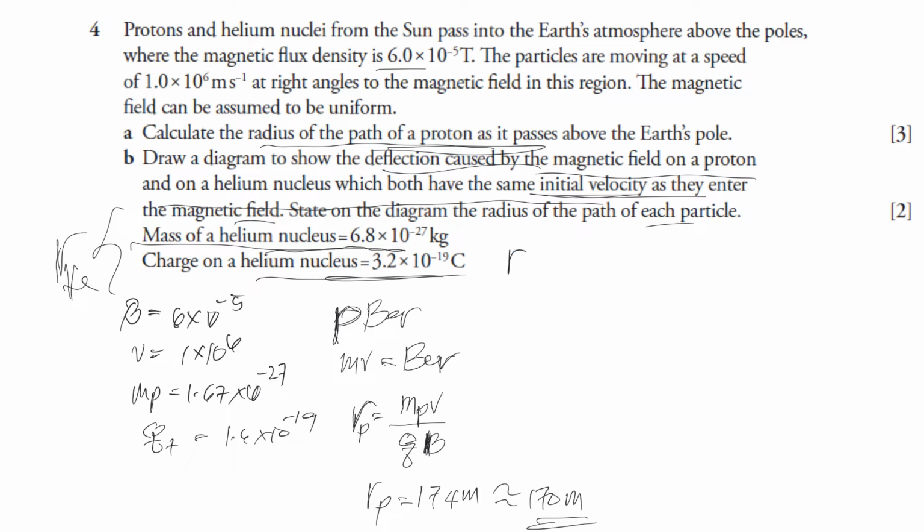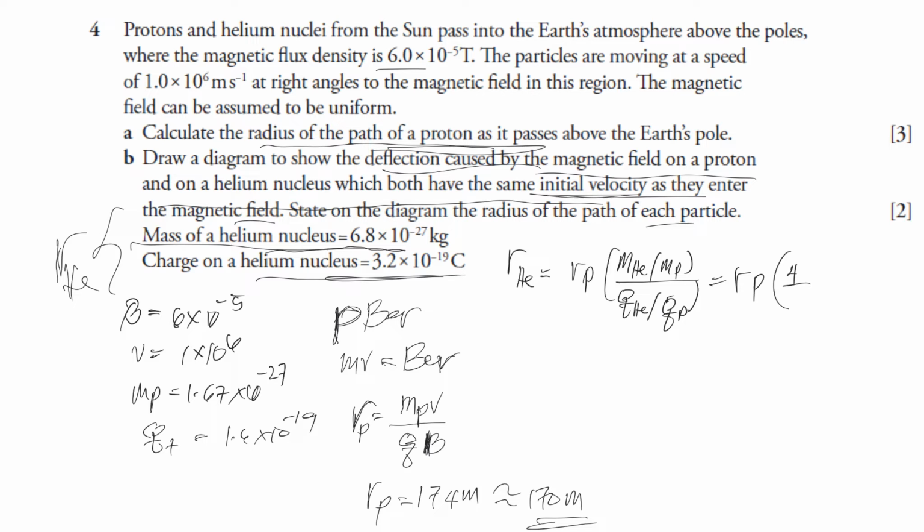So radius of the helium is equal to, we can have the radius of the proton. We can see it's, because they have the same velocity and magnetic field, then we can simply take the ratio. So the ratio is the mass of helium all over the mass of the proton, all over the charge of helium all over the charge of proton. That's it. So is equal to R times the P. We know the ratio. This is 6.8 divided by 1.67 is around 4.